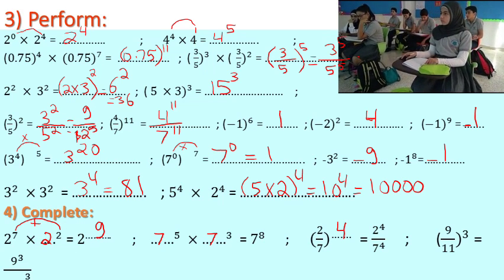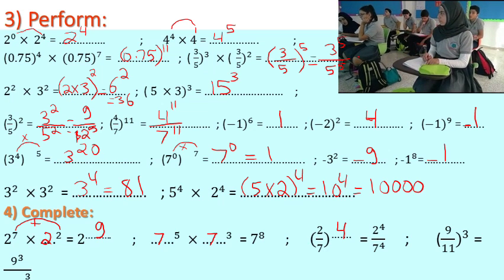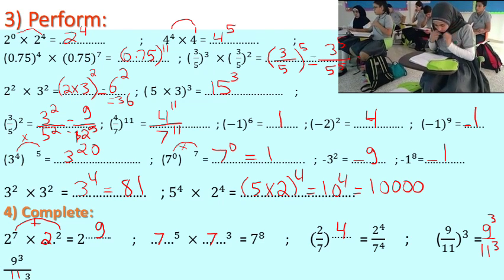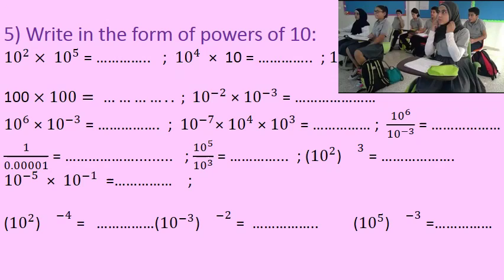Now, Dana. 9 over 11 cubed equals 9 to the power 3 over 11 to the power 3. Now, what do we have now? Okay, 11 to the power 3. Now we move to the next.